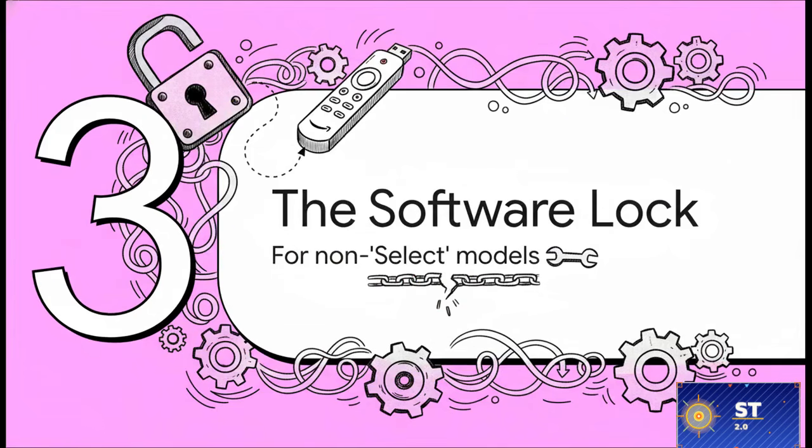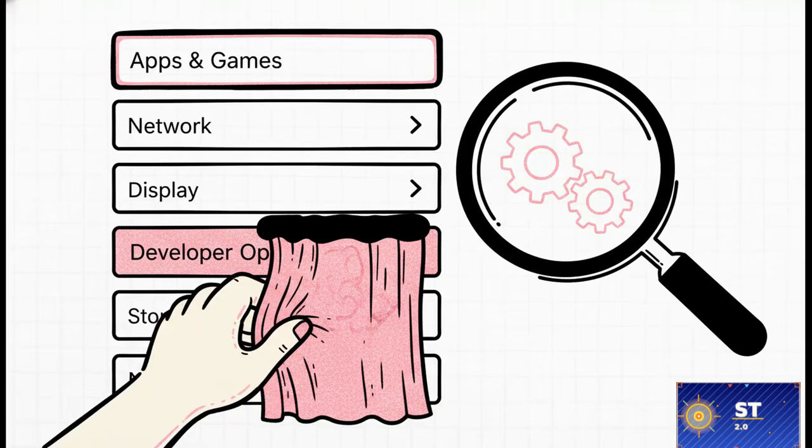Okay, so what if you checked and you do not have a Select model? You've confirmed it's a standard Fire Stick, but you still can't find Downloader. Well, in that case, your problem is almost definitely just a simple software lock. You see, with some of the more recent Fire OS updates, Amazon made a sneaky little change. They didn't actually take away your ability to sideload, they just hid the menu. That developer options setting, the one you need to turn on to allow apps from unknown sources, it's just not visible by default anymore. Kind of feels like they're making us work for it, right?